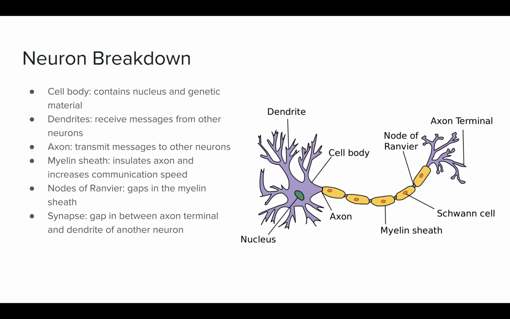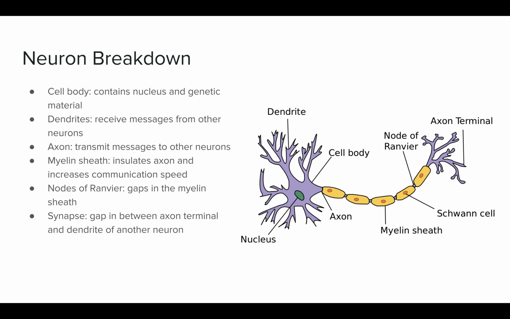Neuron breakdown. The basic breakdown of a neuron is just like any other cell. It contains a cell body, which contains the nucleus and genetic material, and apart from those, it contains dendrites, who receive messages from other neurons. The axon, who transmits the messages to other neurons through the axon terminal.